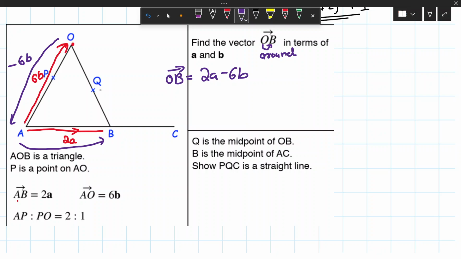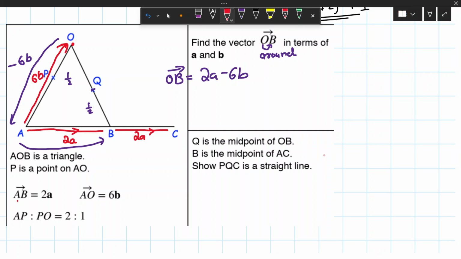Q is the midpoint of OB. So we know this is halfway. B is the midpoint of AC. So I know if B is the midpoint of AC, then this also has to be 2A. Show that PQC is a straight line.